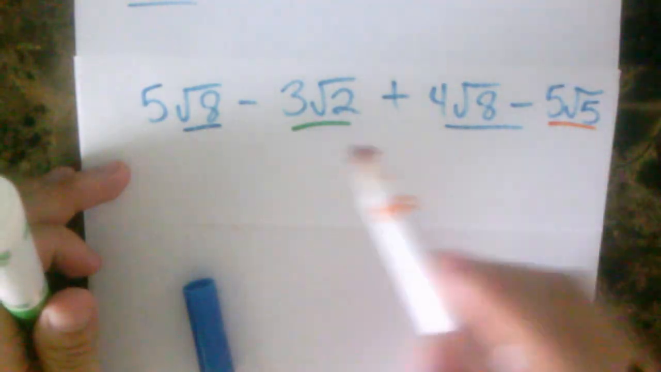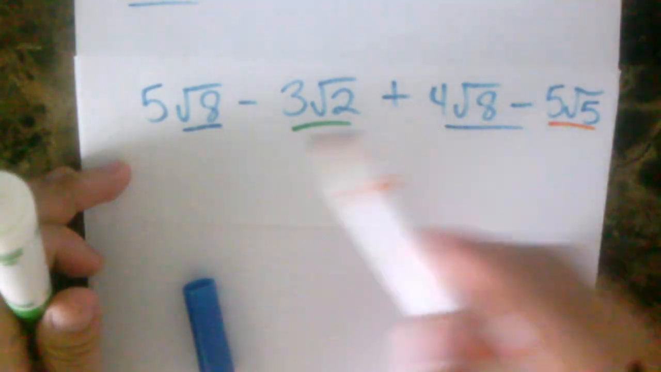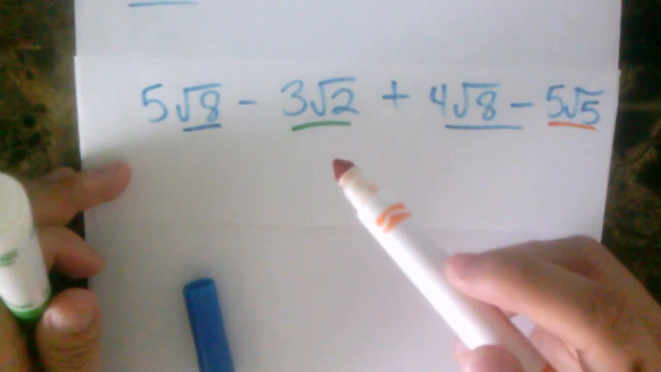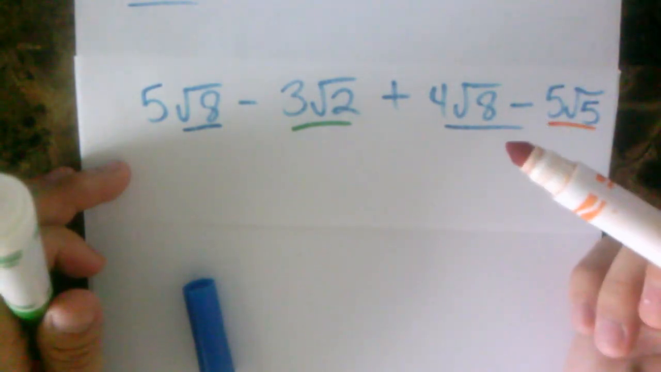So you'll notice root 8 and root 8, we would be able to simplify those 2. But root 2 is not the same as root 8, root 5 is not the same as root 8 or root 2, so we can't combine anything with root 5 and root 2. They're going to stay the same.